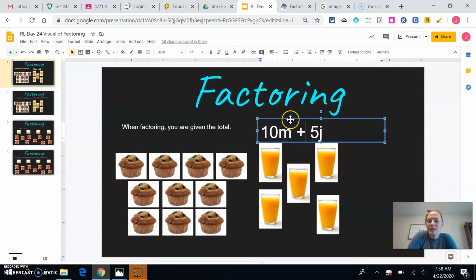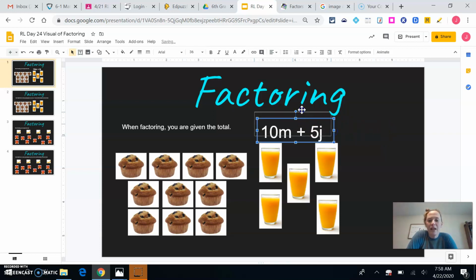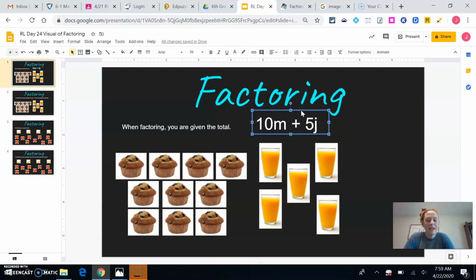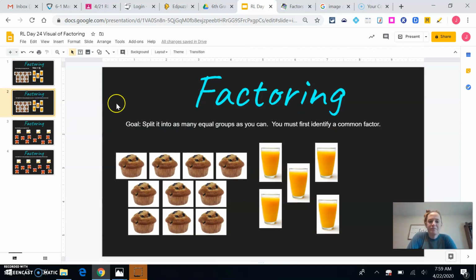So when you're presented with a problem and it asks you to factor it, you're going to be given something like this. It's going to give you 10M plus 5J. You're going to have to take that and figure out, okay, how do I factor it? So we're going to go to the next slide.